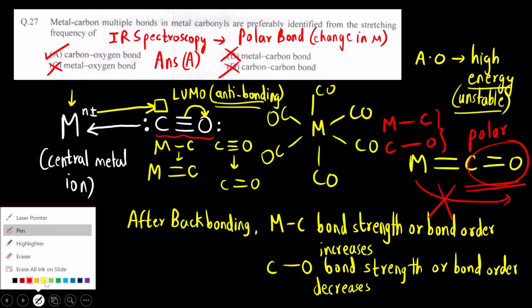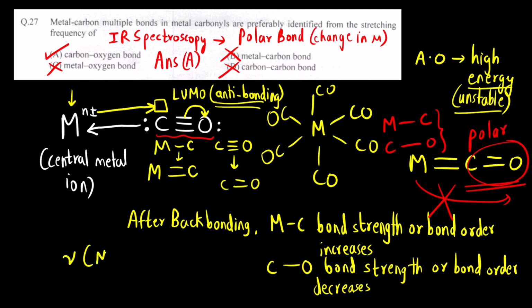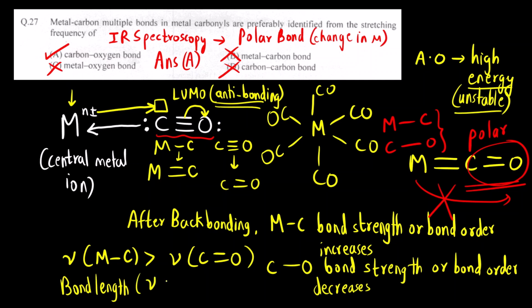One more important point is that the stretching frequency of the metal carbon bond is greater than that of the carbon oxygen bond. Metal carbon stretching frequency increases, carbonyl stretching frequency decreases. And bond length is inversely proportional to the stretching frequency. So the bond length of the C double bond O bond will be greater as compared to the metal carbon bond.